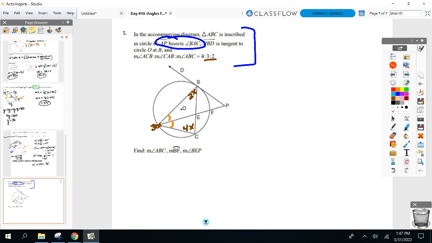What can you do with all three? 180 or 360? I always get kids with this. 180, it's a triangle. I know everyone's in the 360 mode. Some of us are. But yes, 180. 3x, 2x, 4x is 180. 9x equals 180. X is 20.